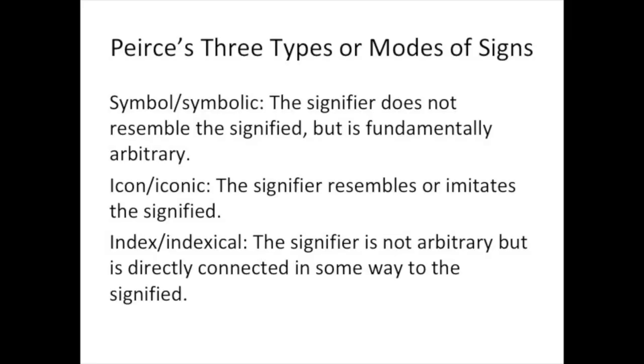So Peirce's three types or modes of signs are the symbol, the symbolic. The signifier does not resemble the signified, but is fundamentally arbitrary. The icon, the iconic, the signifier resembles or imitates the signified. So the first slide in this PowerPoint that showed the different images for different kinds of winter sports, the fact that you can look at them and tell the difference between downhill skiing and ski jumping. There's this resemblance there. And then the indexical, the signifier is not arbitrary, but is directly connected in some way to the signified. And we're going to have some examples of that in a minute.